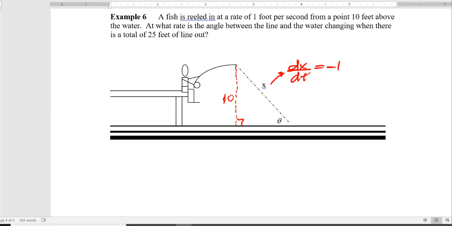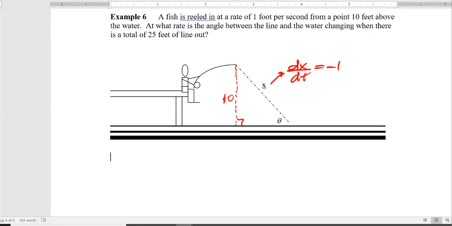Okay, now we need a relationship. The title of this section is Related Rates. So we need some kind of a relationship that will give us an equation that when differentiated will relate the rates involved for the variables. Okay, so let's start out. What kind of a relationship do we have in here?